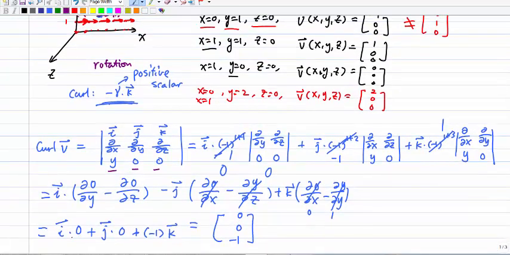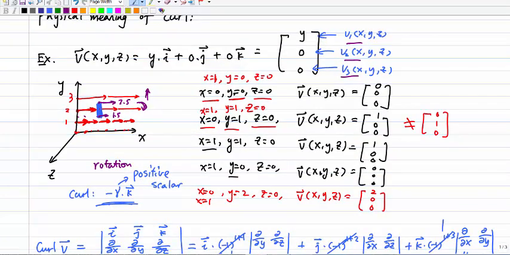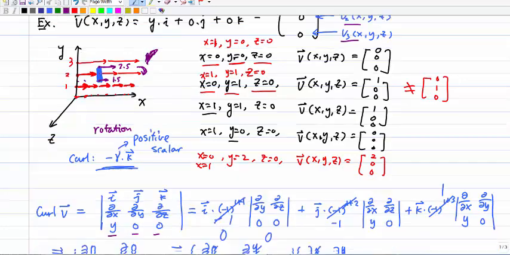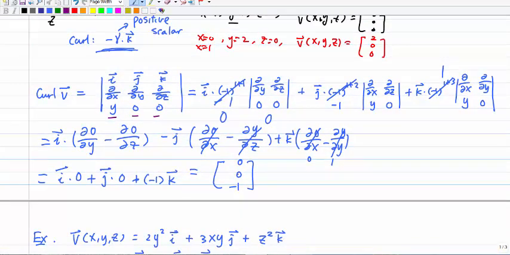It ends up that the curl is 0, 0, negative 1, which indeed matches what we were talking about. The rotation gives us a negative, by the right-hand rule. The exact direction is going that way, opposite of my positive z direction, so it's negative. That's why it's 0, 0, negative 1.